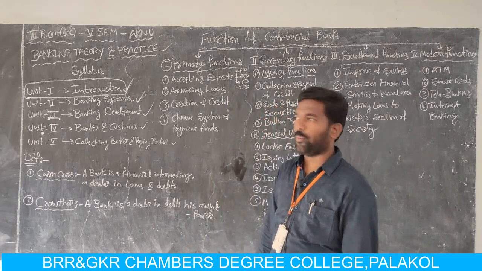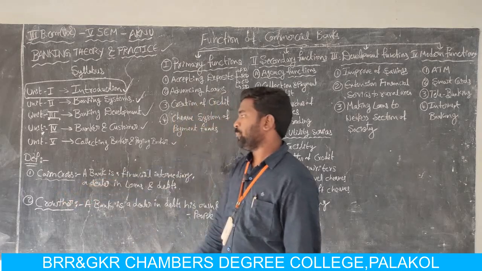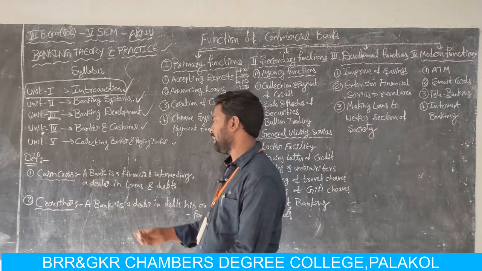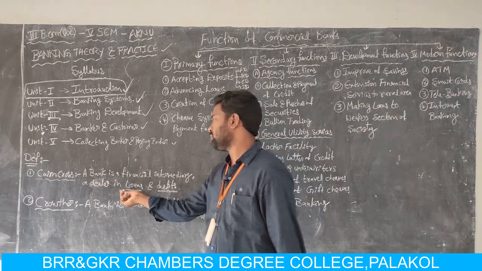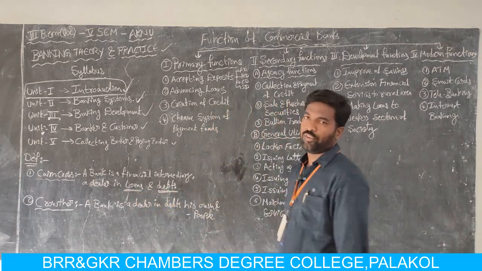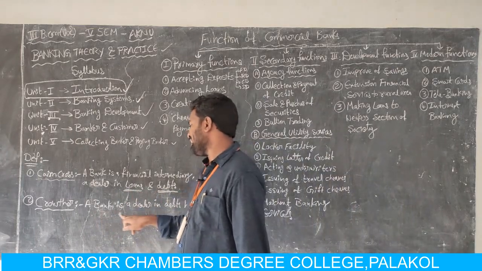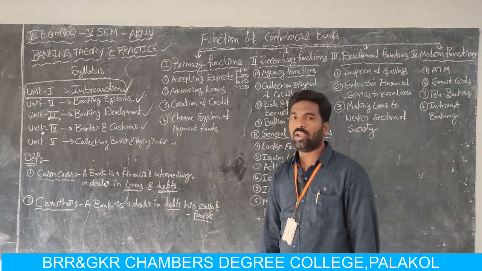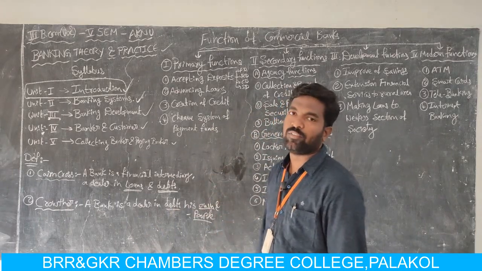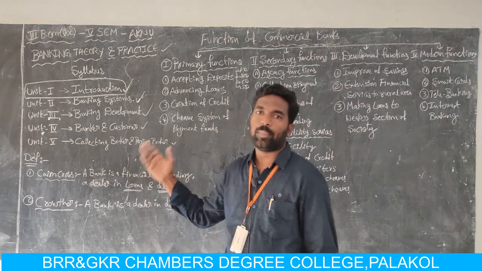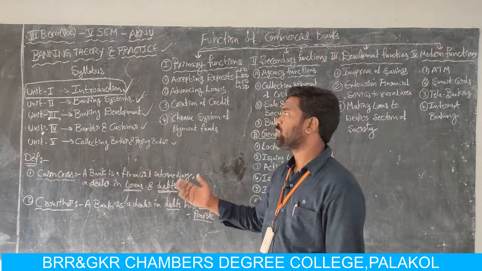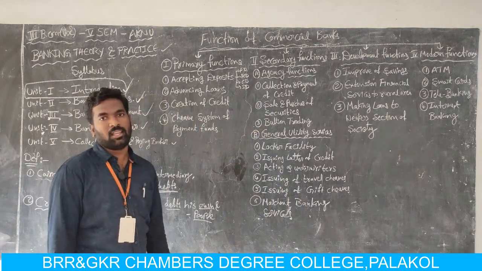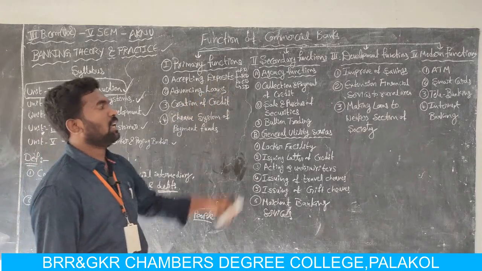So what is the definition of bank? Cross defined: a bank is a financial intermediary, a dealer in loans and debts. This is the first definition. According to Crowther, a bank is a dealer in debts, his own and other people's. These two are definitions of banking. Okay, this is the meaning and definitions of banking. Clear?